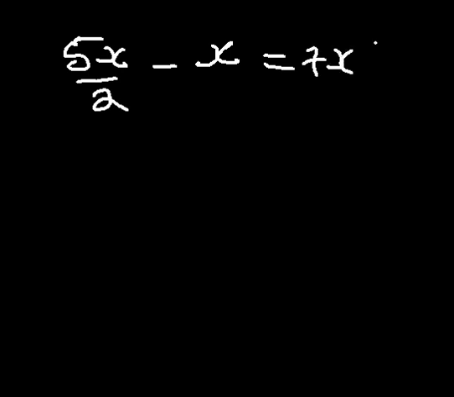Let's say we have 5x divided by 2 minus x is equal to 7x plus 4. This is also part of the linear equation. Now, how should we solve for x? First, since we have a denominator of 2, we are going to multiply everything by 2 in order to eliminate the denominator. So we multiply here by 2, here by 2, here by 2, and here by 2 as well.